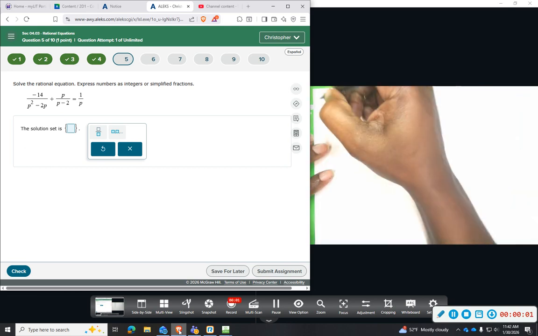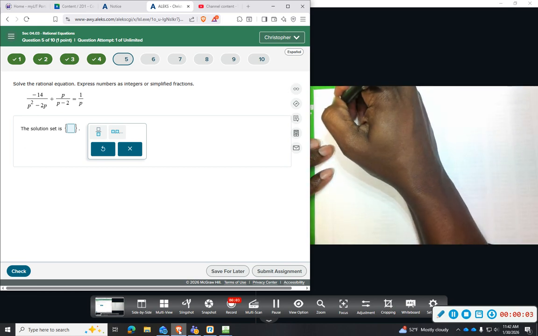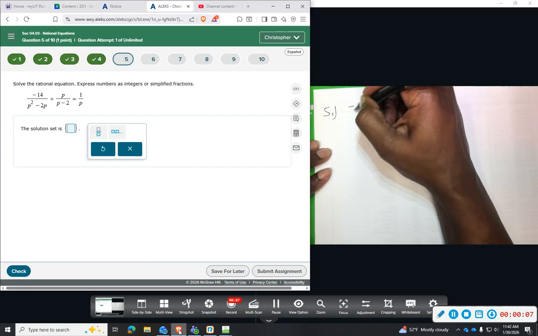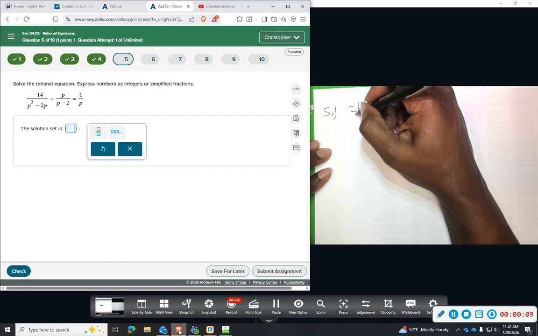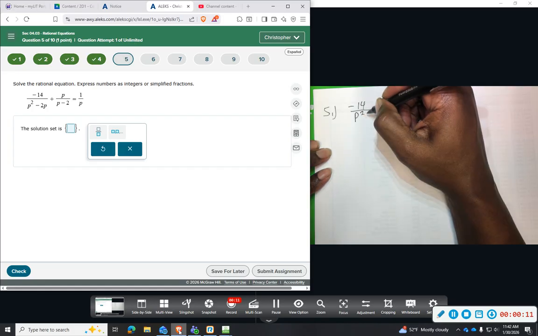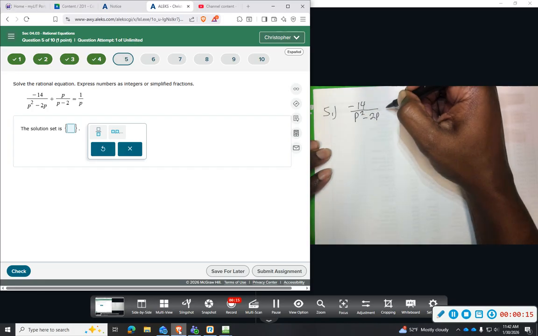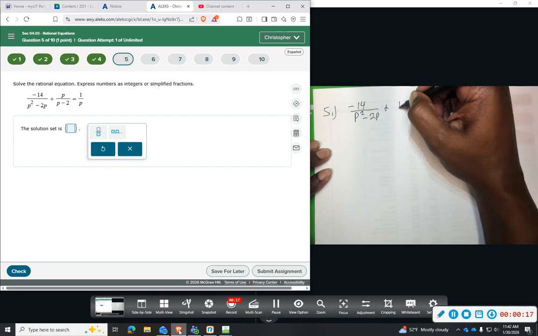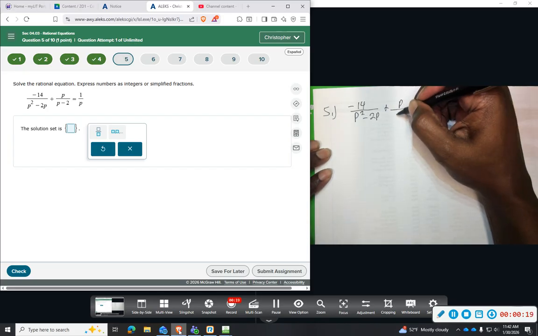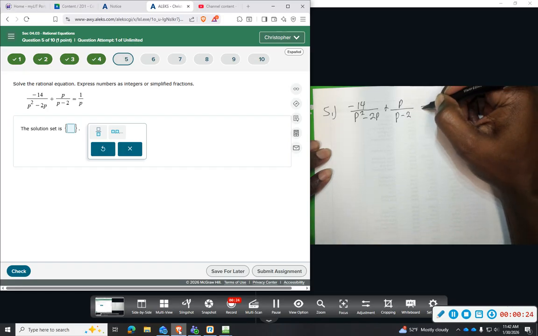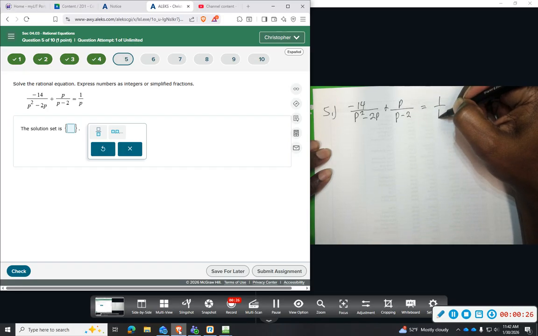Alright, number 5, we're going to solve this rational equation. We got negative 14 divided by p squared minus 2p, plus p divided by p minus 2, and then that equals 1 divided by p.